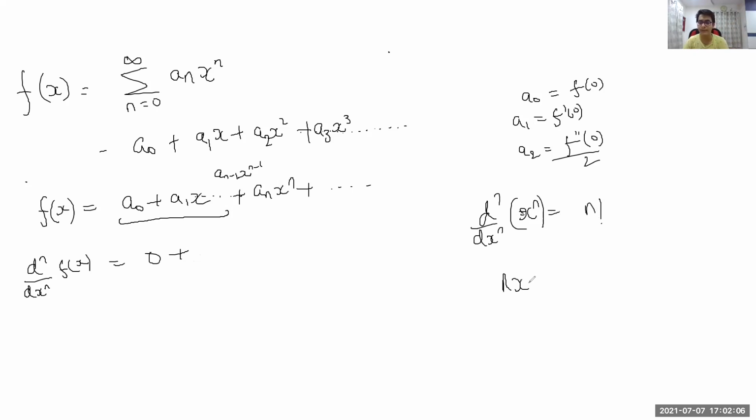You see how that works? So if you differentiate it once, you get n times x power n minus 1. If you do it twice, you get n times n minus 1 times x power n minus 2. If you do it thrice, then n times n minus 1 times n minus 2 times x power n minus 3. And you can just keep going on.